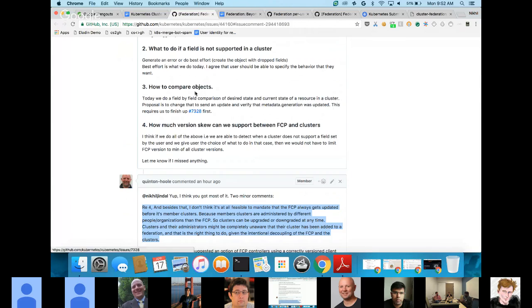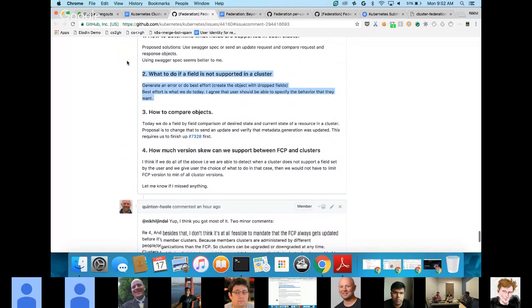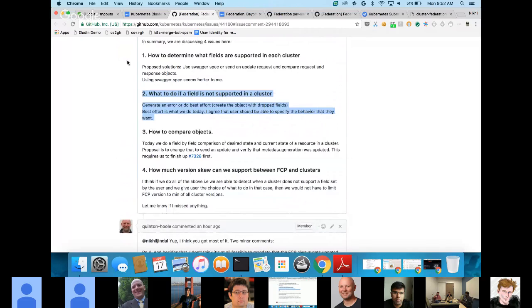Yeah, so I'd like that instead of discussing what requirements we can impose, we decide that we cannot, and instead discuss what happens if there is a version skew. Especially the second point here: what happens if a particular field is not supported in the underlying cluster? What should we do there? I saw there were proposals that what we do right now is a best effort, but we can give the user a choice that maybe we should generate an error when the user submits a replica set. The example given was the scheduler name field. If the user submits a replica set with that field set and federation knows that not all clusters support that field, then it should probably generate an error at that time, or it should do a best effort: for clusters that support that field, it creates a replica set with that field set, and for those that don't, like today, it drops them.